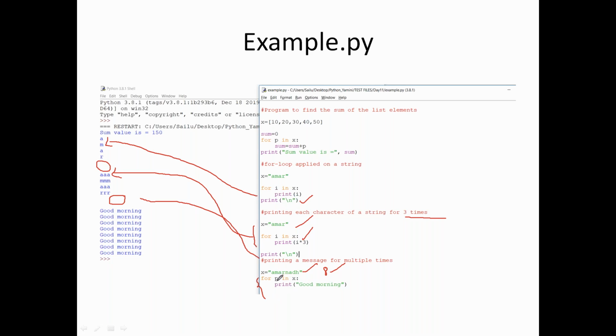The reason is P is going to pick up each letter from the X. X's first letter is A. So P is going to pick up A first, and it will print good morning. In the second iteration, P is going to pick up M, and print good morning. In the third iteration, P is going to pick up the second A, and print good morning, and so on. Finally, P is going to pick up H, and it will display good morning.